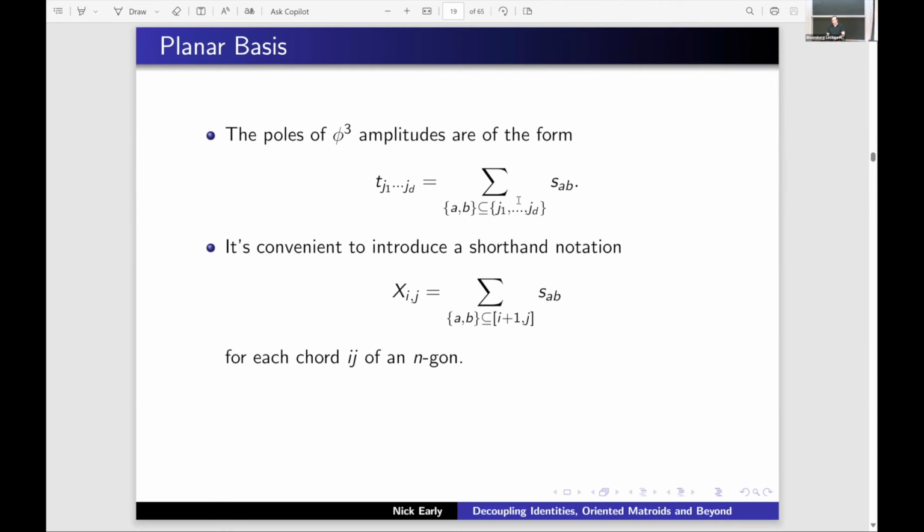In the case of planar phi cubed, we introduce a more compact notation. If you imagine an n-gon with cyclically labeled vertices, for each chord ij in the n-gon, we define a linear function, a propagator, as such. And so you can see there are n choose 2 minus n chords, and this gives you all the poles of the planar phi cubed amplitude. And moreover, you can show that they're linearly independent, which is a quite nice feature.